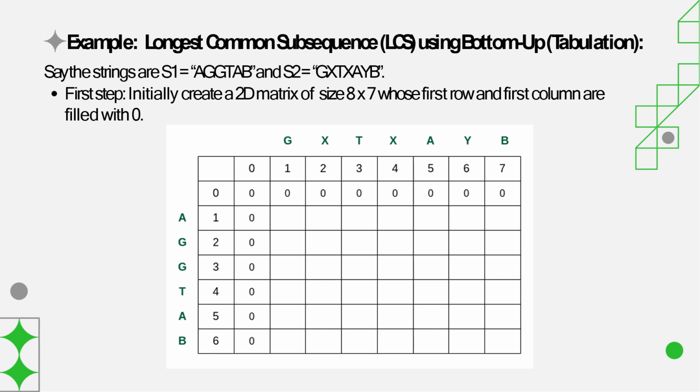Longest common subsequence using bottom-up, that is tabulation. We have two strings. String 1: A, G, G, T, A, B. String 2: G, X, T, X, A, Y, B. We have 6 letters in the first string and 7 letters in the second string. As we see in the tabulation, there is one extra column and one extra row. We need to first fill them with zeros. The first row and first column will always be zeros.